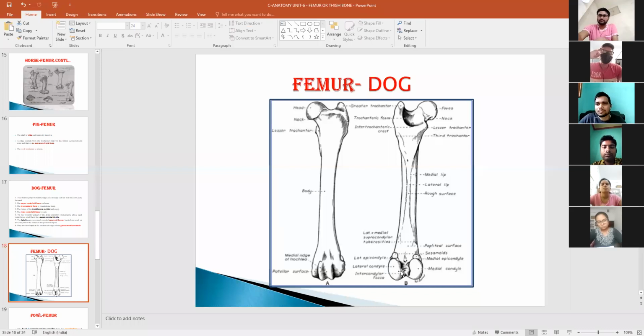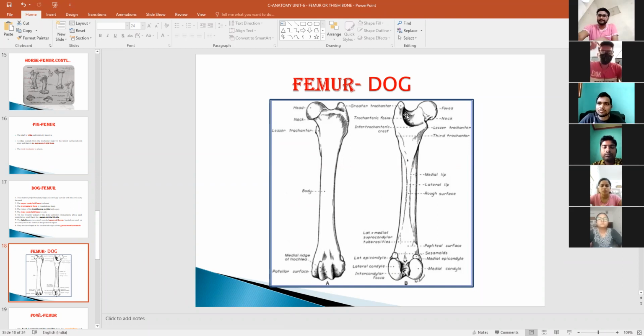In between the two, proximally, there are two important bones in the form of round structures. These are known as the fabella bones. These are only present in case of the dog. And this trochanteric fossa is well developed.